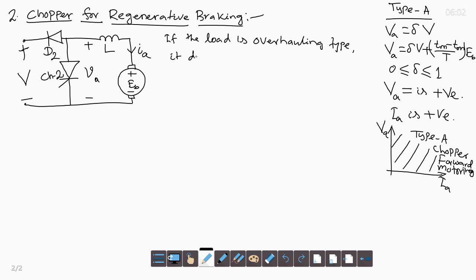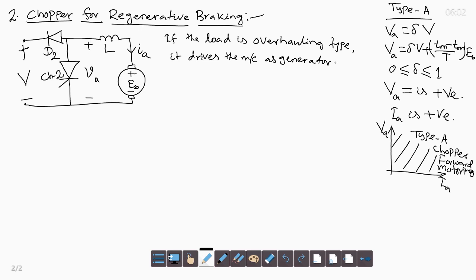it drives the machine as a generator. Overhauling type means lift, crane, hoist type of load. When the load is being lowered, the load can drive the machine. So the machine operates as a generator, and regenerative braking is essential.